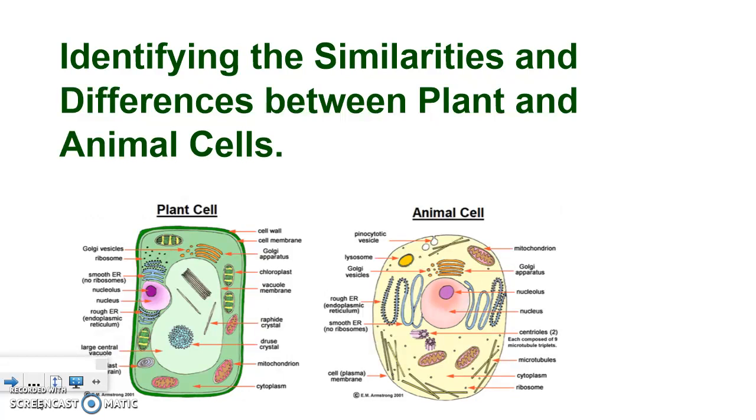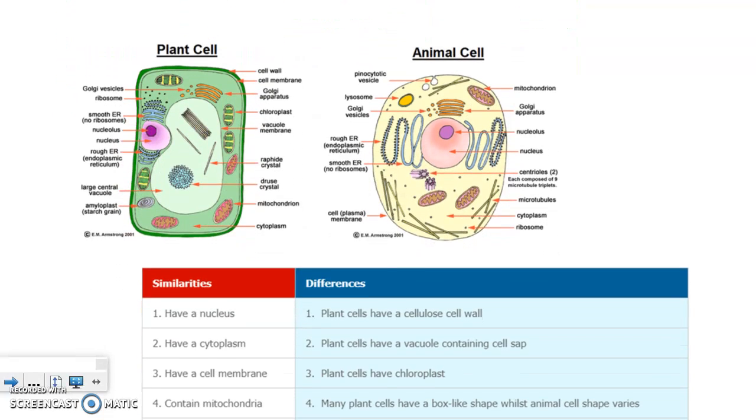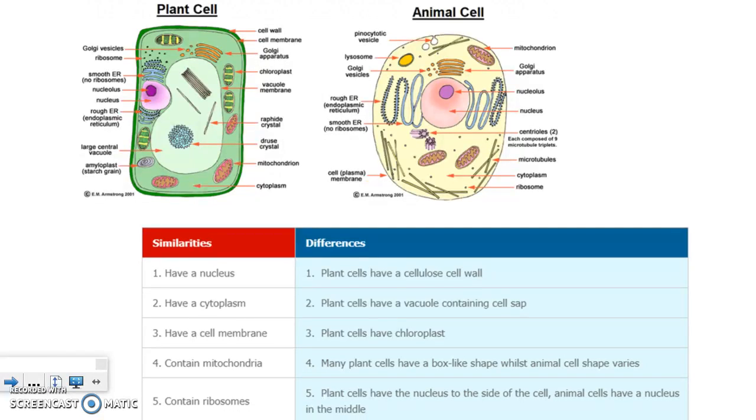Today I will be talking about the cells. Our topic is identifying the similarities and the differences between plant and animal cells. So to begin with, these are two diagrams of a plant cell and an animal cell. And as I scroll down, I want you to look very carefully at this table below, which says similarities and differences.